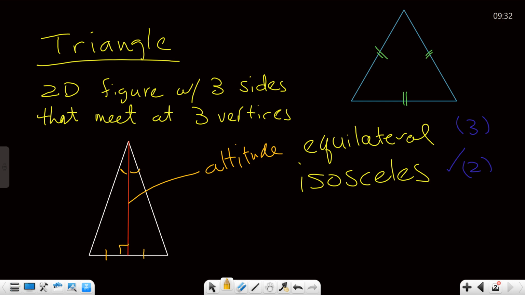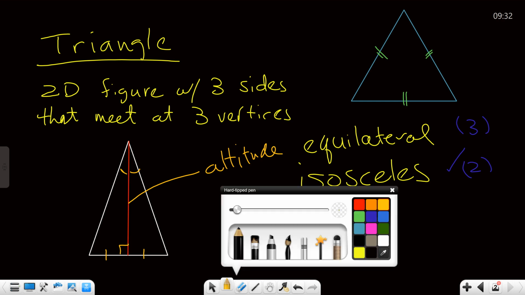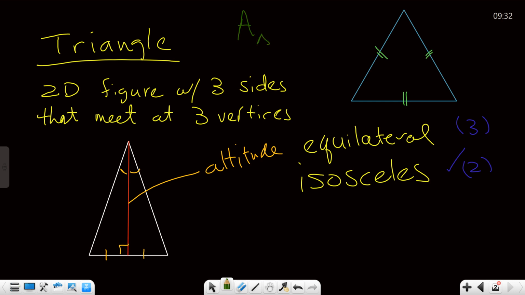Okay? Why else do we care about that altitude? You know how to find the area of a triangle, right? What's the formula? Base times height times a half. Beautiful. Area of a triangle is 1/2 base times height. That altitude is also known as the height of the triangle. So we're going to need that when we do some calculations here.